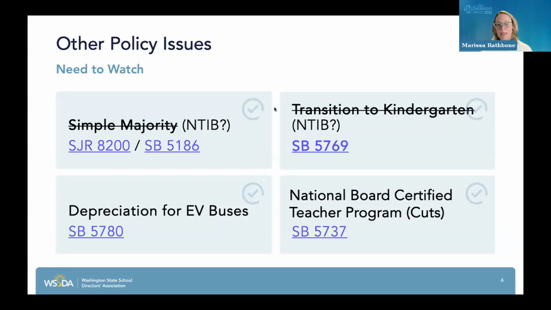And then last but not least on this slide, in a bill hearing today, WSSDA Board President Derek Sarley will be representing WSSDA in opposition to this bill.